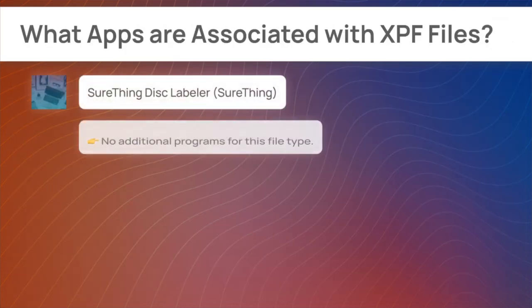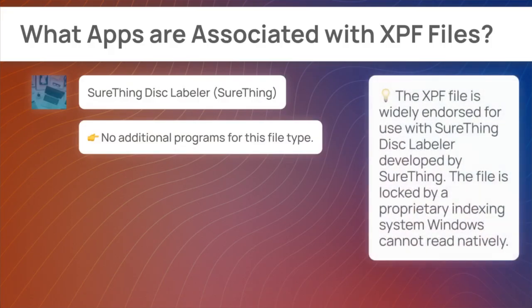Typically, XPF files can be opened with SureThing Disk Labeler created by SureThing. The file is locked by a proprietary indexing system. Windows cannot read it natively. Windows shows limited detail, so layout programs must open them.